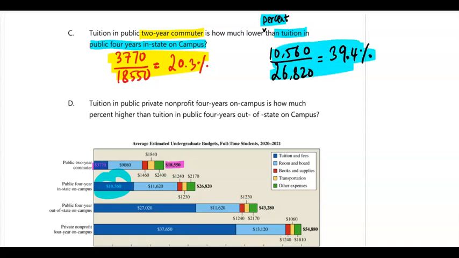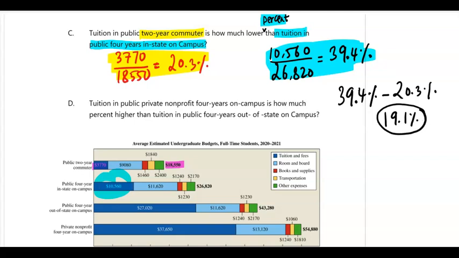So how much lower? Of course, public 4-year in-state campus is higher than public 2-year commuter college. So you subtract 39.4% minus 20.3%. This gives you 19.1% lower. Okay, that's part C.